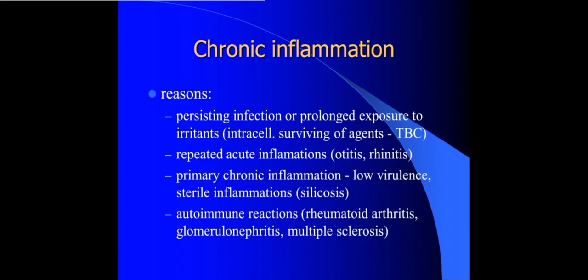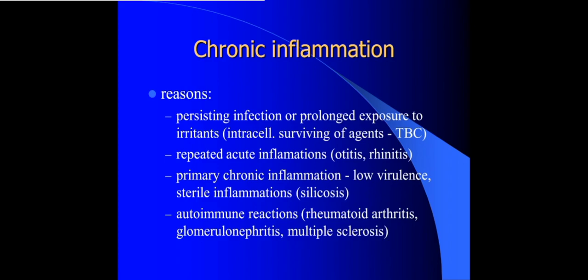So what is the reason for chronic inflammation? Persisting infection or prolonged exposure to irritants. If normal inflammation is not cured, or there is prolonged exposure to irritants, that inflammation will change from acute to chronic inflammation. Repeated acute inflammation is changed into chronic inflammation.